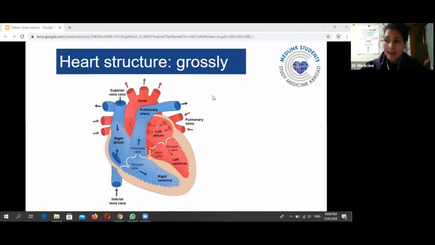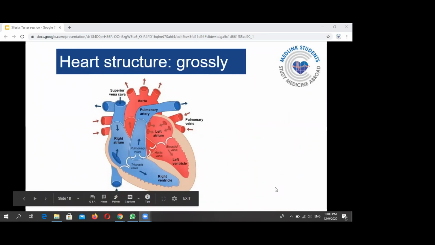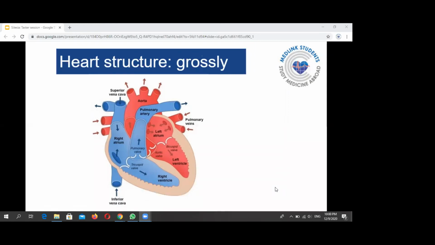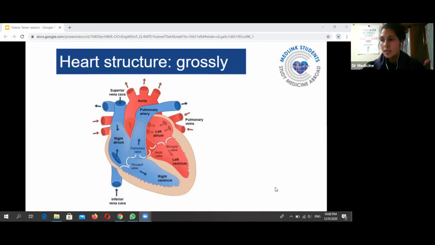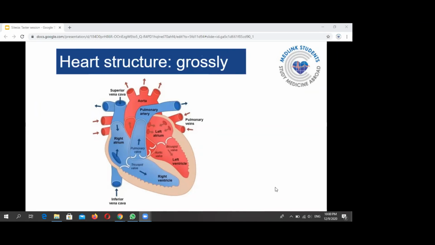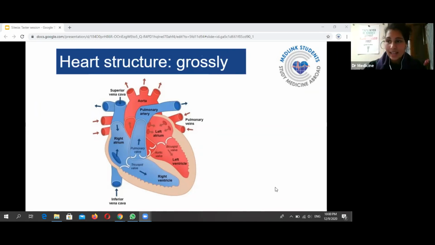Whereas the semilunar valves, do we know where they're located? Can anyone mention where they are located? Have a look, there's an answer on the chat. Pulmonary artery and vein. Exactly. So between the aorta and the left ventricle. Exactly. And so these semilunar valves, we have 2 types. Okay, we have the pulmonary valve and we have the aortic valve.